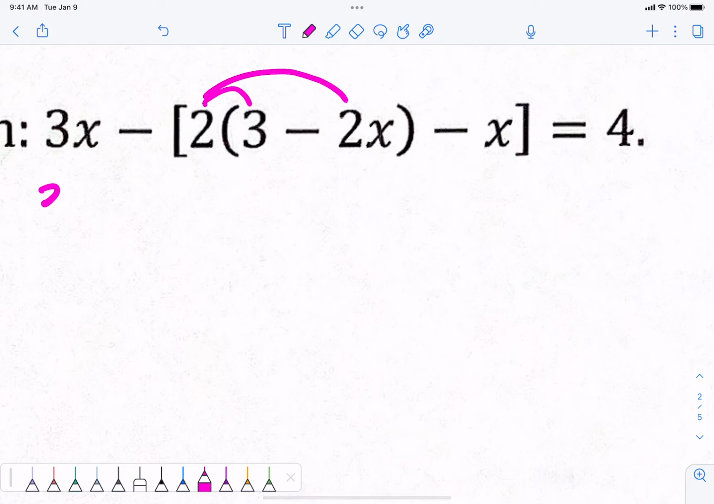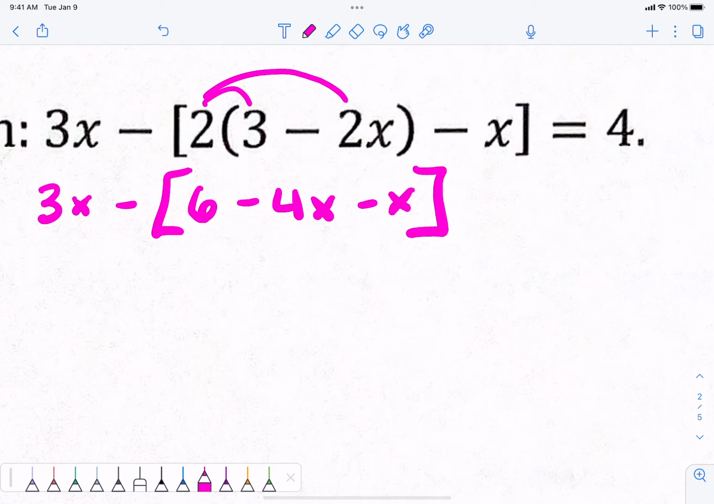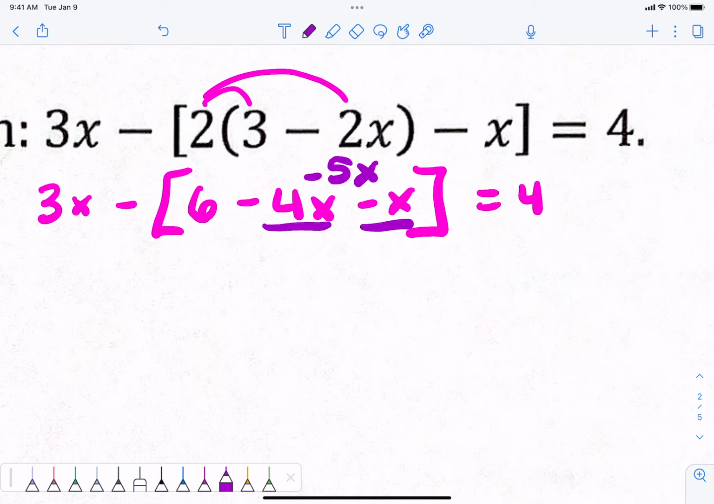Okay, so we have 3x minus. I'm not going to drop this bracket yet, though, and you'll see why in a second. If we distribute the 2, we have 6 minus 4x minus x equals 4. Now what would you do? Combine these two, which would be negative 5x. Okay, now what?